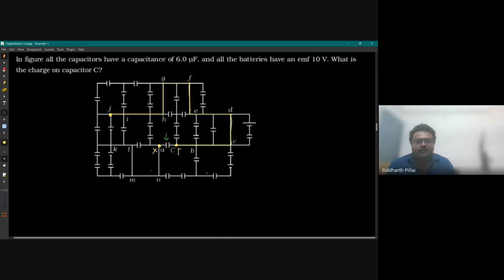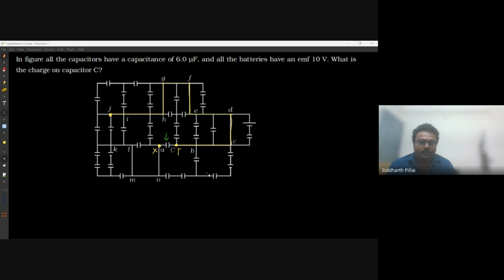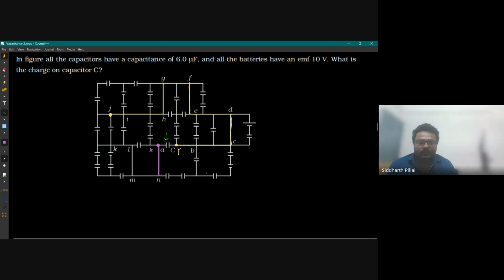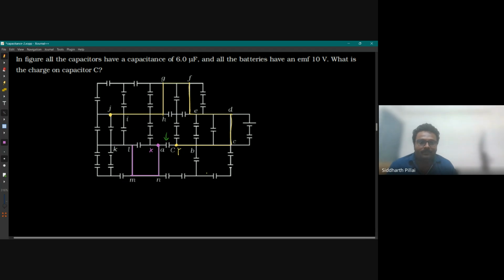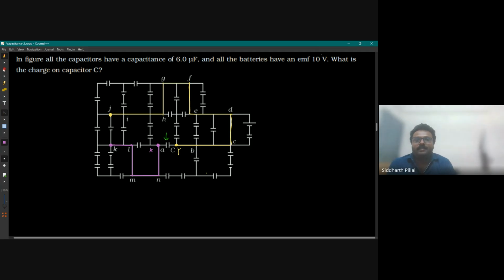Okay. Now let's follow A. Let's use a different color for A. Let's use purple. Let's call it A. This point is X. A to N. N to M. M to L. L to K. And that's it. Right. I have arrived at the terminals of a cell which has EMF 10. Right. This is 10 volt.